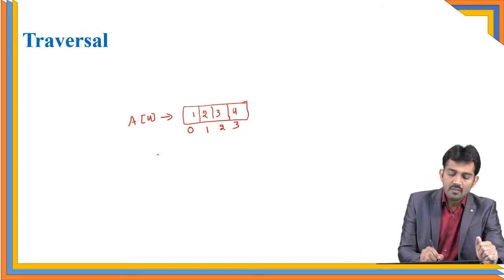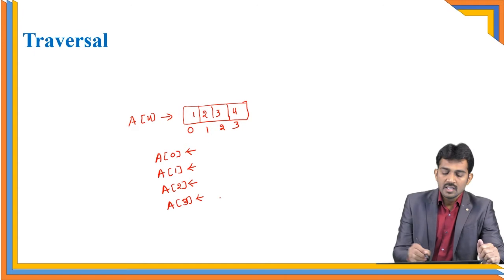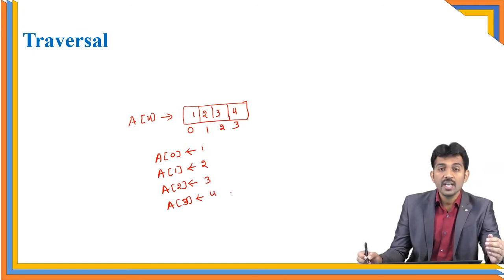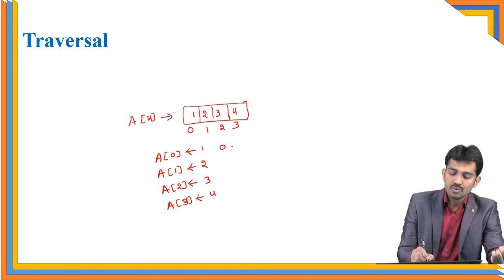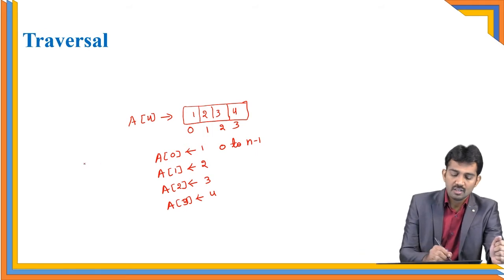See, for example, if I use A of 0, I retrieve the first element, and A of 1 means the second element, A of 2 the third element, and A of 3 the fourth element, right? This is the first element, second element, third element, fourth element. If you want to access all the elements, you just repeat your loop from index 0 to n minus 1. Then you retrieve all the elements in the forward direction.